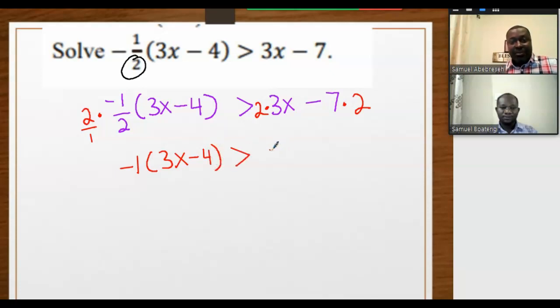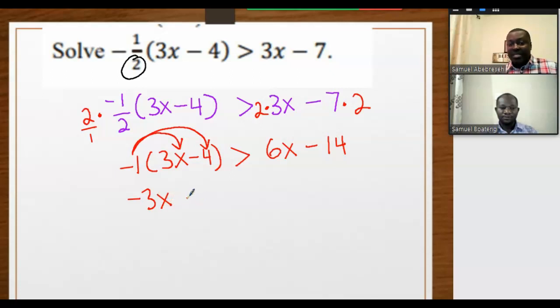2 times 3x gives us 6x, and -7 times 2 gives us -14. We need to remove the bracket, and there is -1 in front, so we have to distribute the -1 to the stuff in the bracket. So here we get -3x. Negative times negative is positive, so we got positive 4x here, greater than 6x minus 14.